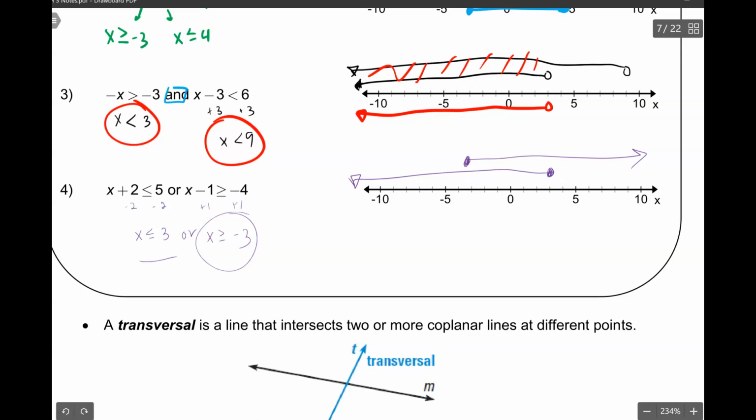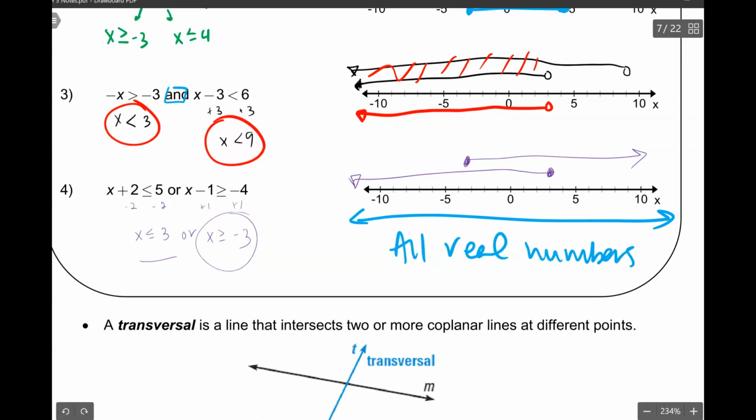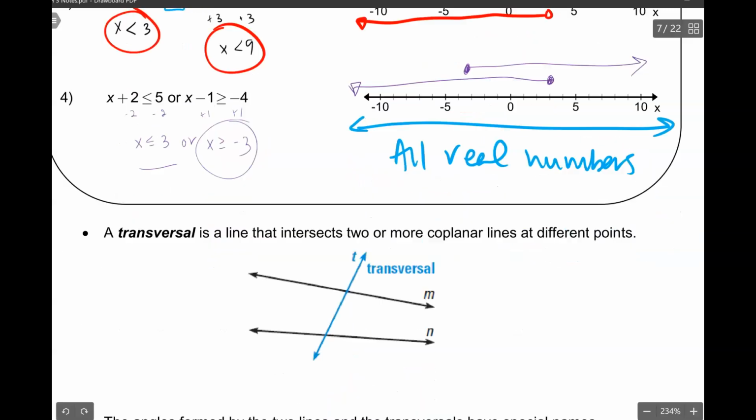Since this is an or, as long as one arrow is covering it, we're good. So technically the answer is all real numbers. That's it, because they are overlapping everywhere. Alright, let's keep going, right? So that would be the solution. Whenever you have an and, the solutions are anything overlapping, versus an or, the solution would be anywhere you actually just have an arrow.